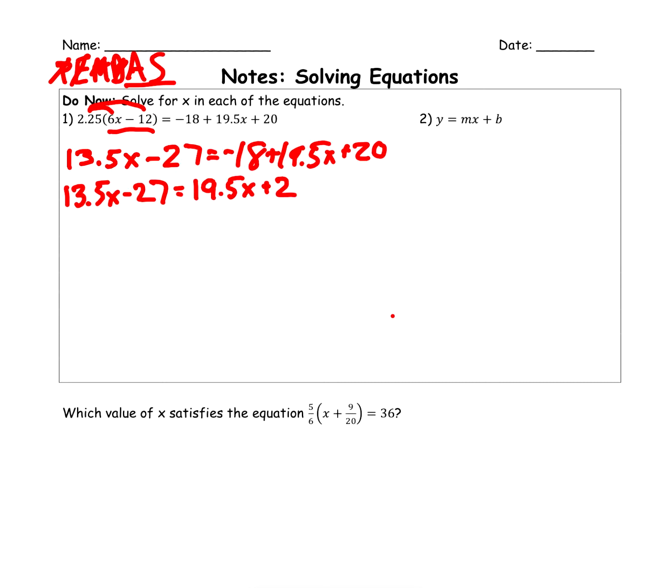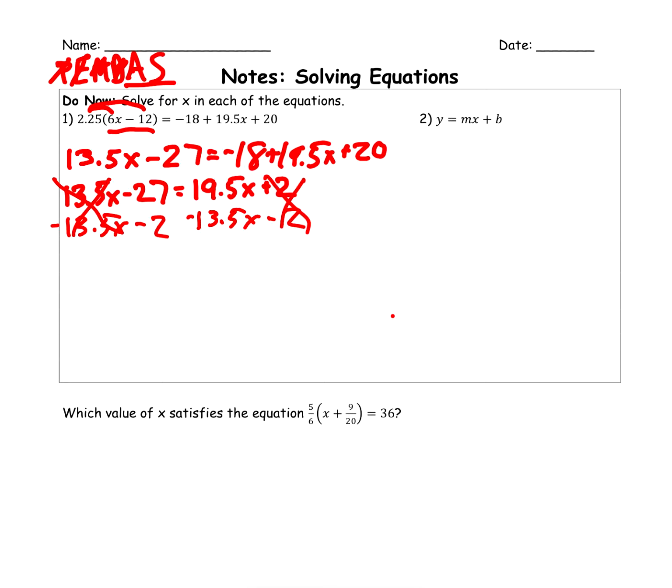Now we want to get the x by itself in order to solve for it. To get the x by itself, I always want to make my variable positive. I've seen people make their variable negative, or they don't care which side the variable goes on. If they have a negative coefficient, they sometimes forget to divide or multiply by that negative coefficient. So what I'm going to do is subtract 13.5x on the left side and the right side of the equation, because that's going to make the coefficient of my variable positive. And now I'm going to subtract 2 on both sides.